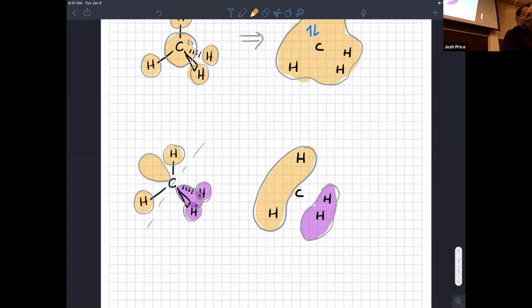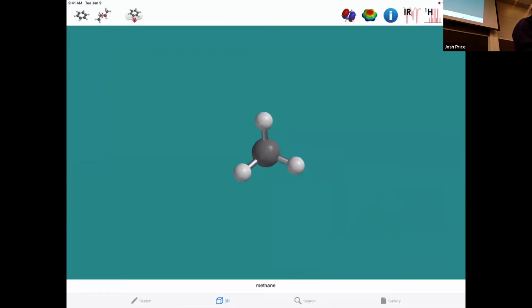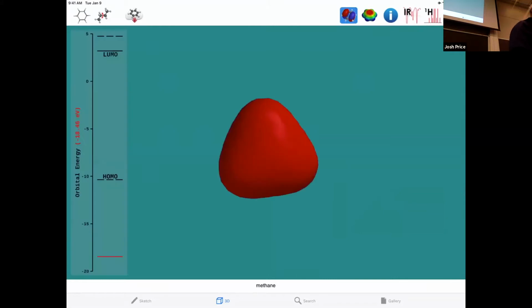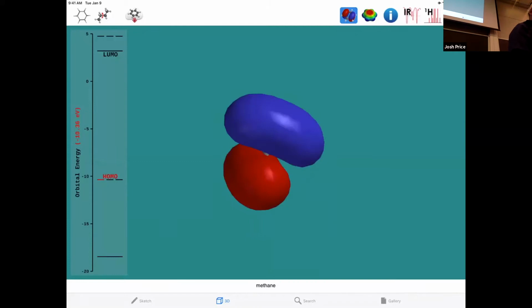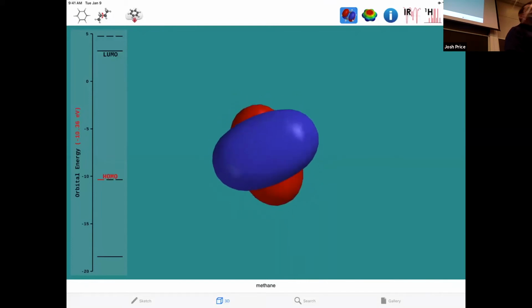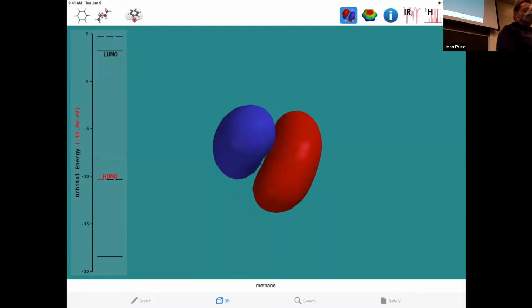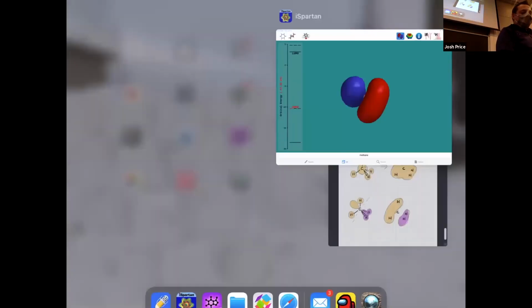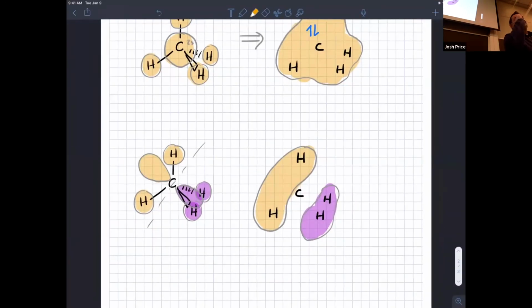Just so you can get an idea of what that looks like, I'm going to switch back to Spartan. We'll look at the MOs again. Here is the lowest energy one that we already drew. And then here is one of the ones I was just telling you about. You see how the blue lobe is crisscrossed with the red one? That's sort of the structure that we have. And there are three of them because I have three p orbitals oriented at 90 degrees relative to each other.